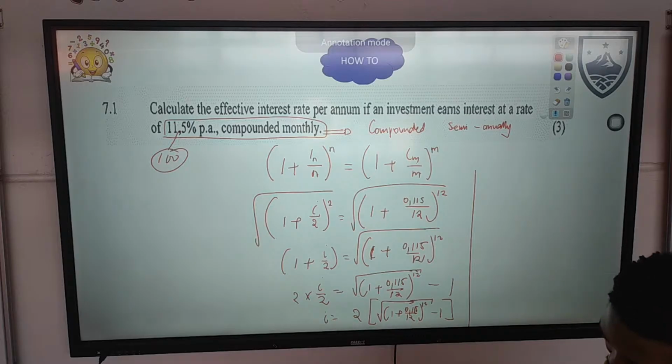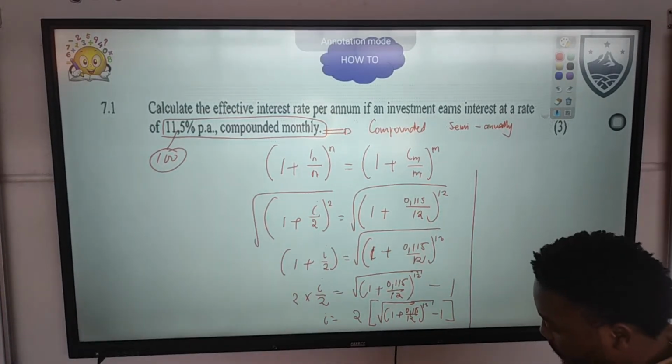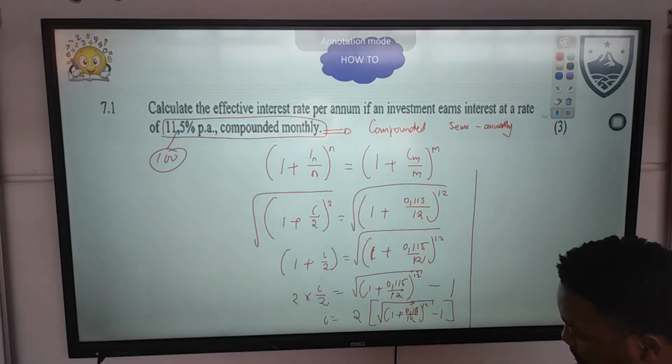1 plus 0.115 divided by 12, and then close brackets, then to the power of 12, and then we move in the minus 1, not delete. Then minus 1.